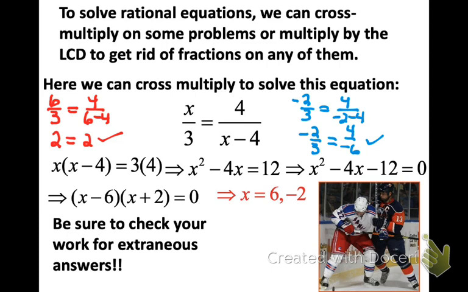So on the left-hand side, I subbed in a 6 everywhere I saw an x, and I got 2 equals 2, so that one worked. And then over on the right, I subbed in my negative 2 everywhere I saw an x, and I get negative 2/3 equals 4 over negative 6, which is the same as negative 2/3. So there are no extraneous answers here.